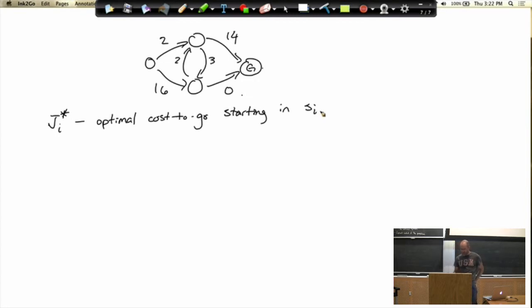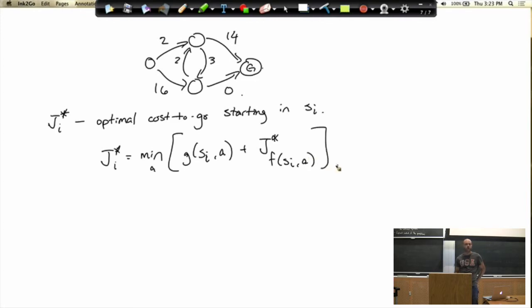And it turns out the most natural way to define that is recursively, right? So I can actually say that J star of I is defined as the minimization over A. It's the best possible thing I can do given I'm in state SI and on the next step I get to be wherever the dynamics take me and then the cost to go. Make sure that lands.